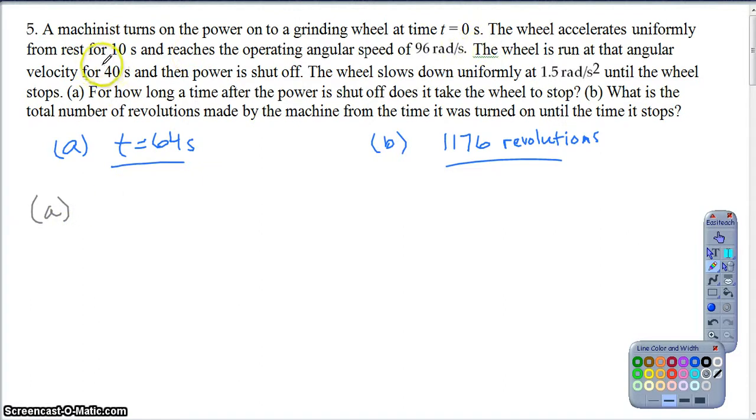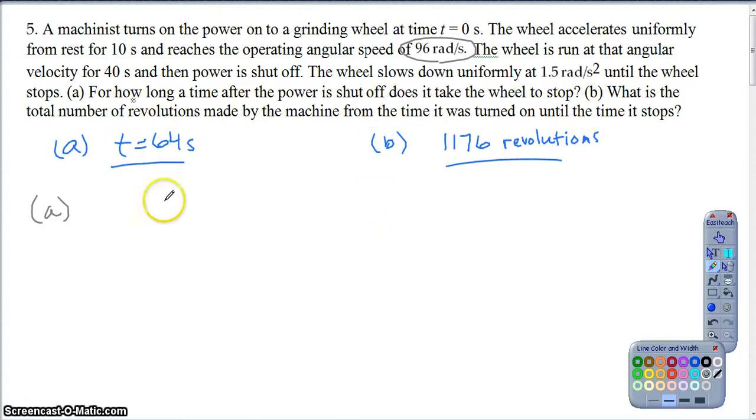So they tell us the wheel has been accelerated for 10 seconds. It reaches its top angular speed of 96 radians per second. Then it runs at a constant speed for 40 seconds before it's shut off. As it's shut off, it then slows down uniformly at this acceleration until it stops. So for part A, they ask how long after the time the power shut off does it take the wheel to stop.